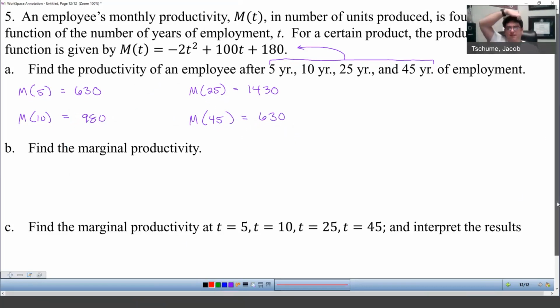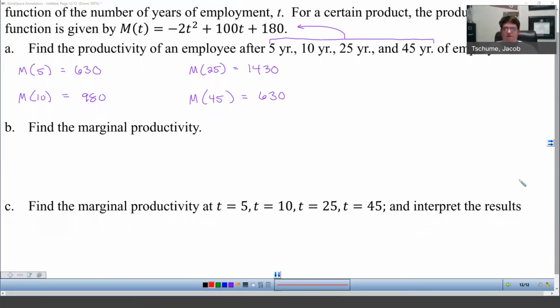Part B says find the marginal productivity function. So that just means find the original and take the derivative of it. So I'm going to take the derivative of M of T, which would be negative 4t plus 100. That's easy enough.